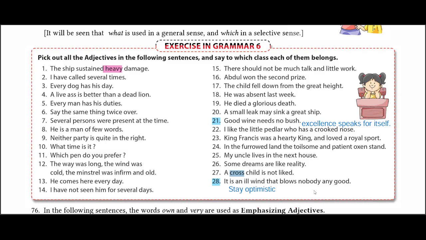It is an ill wind that blows nobody any good. Ill wind. Ill is an adjective that is describing wind. It is a descriptive adjective. Any good. Good is a noun. Any good. Indefinite numeral adjective.